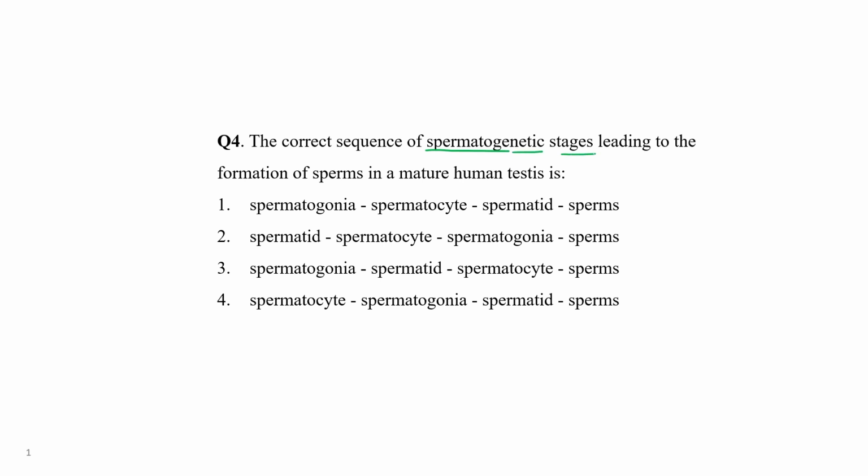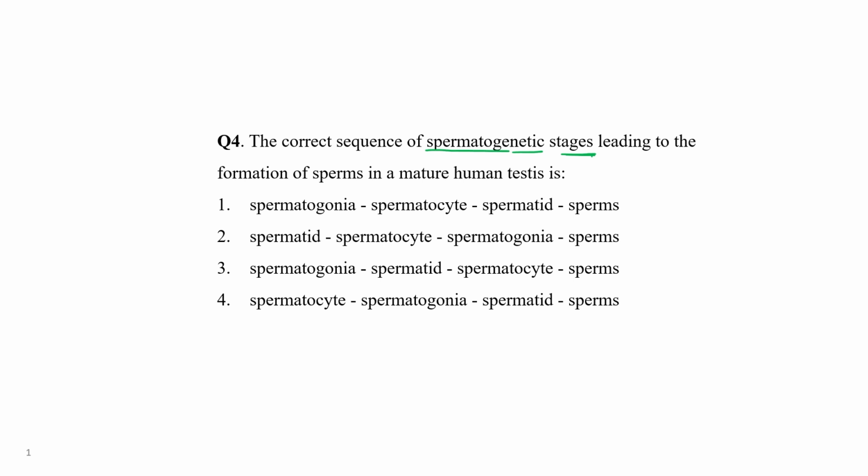Spermatogenetic stages. Spermatogonia, spermatocyte, spermatid, sperm. We have to mention them in the correct stepwise manner, and out of the four options, choose the one that is correctly matched and written. Just take five seconds, and after that we will discuss the correct answer.